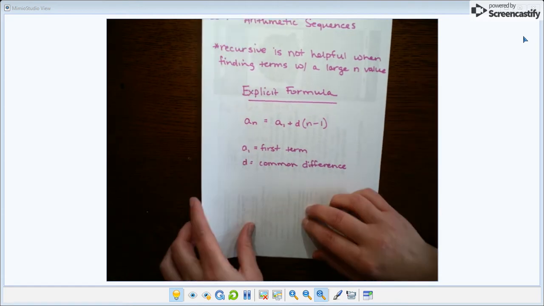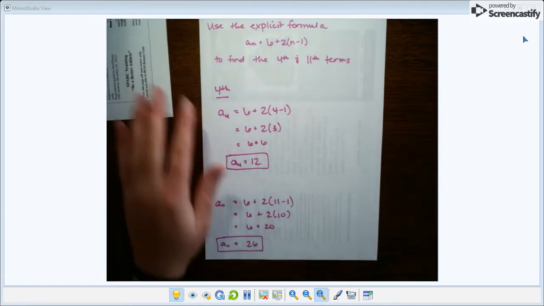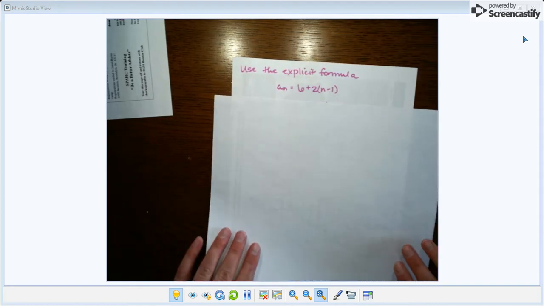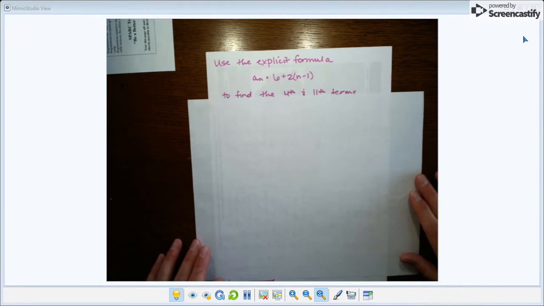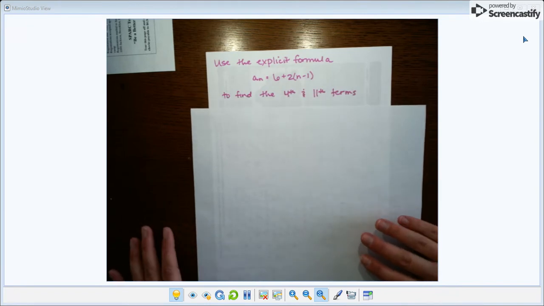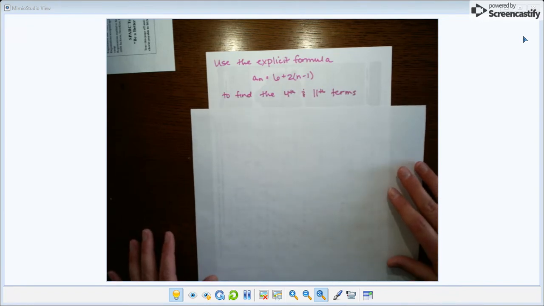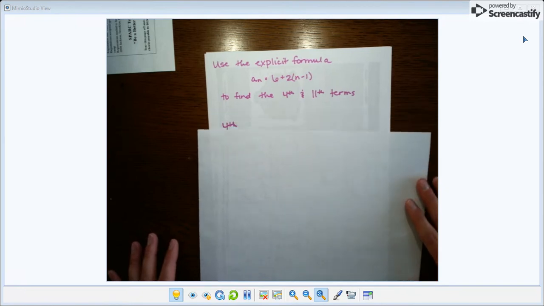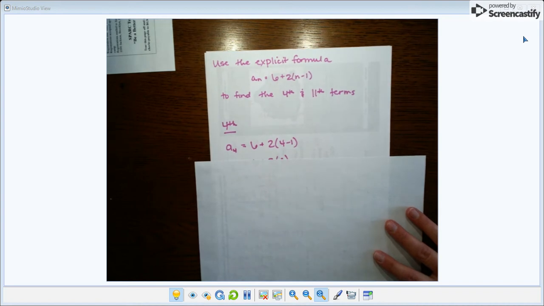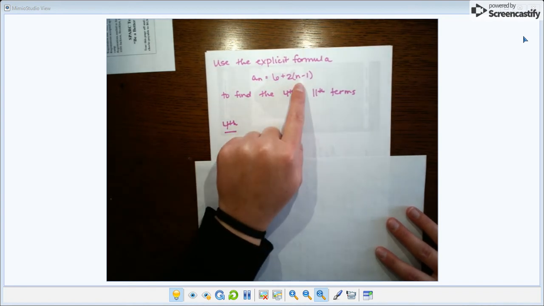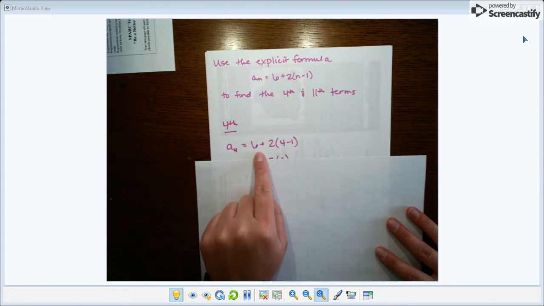So let's look at an example. Here we have an arithmetic sequence. Just kidding. We have the explicit formula given to us. And our goal is going to be to find a few terms. So we're going to find the fourth term and then we're going to find the 11th term. Well, in order to find the fourth term, our n value would be 4. So we go ahead and plug 4 in for both this n and that n. And it looks like this.